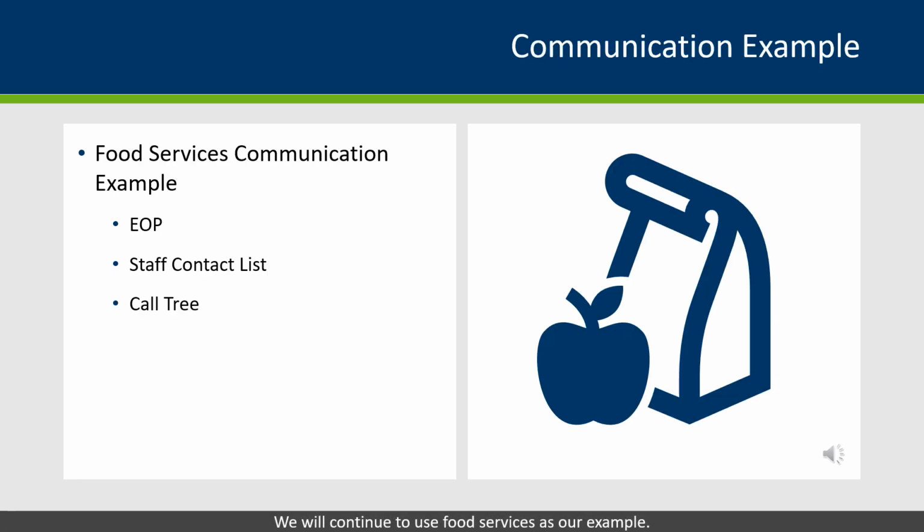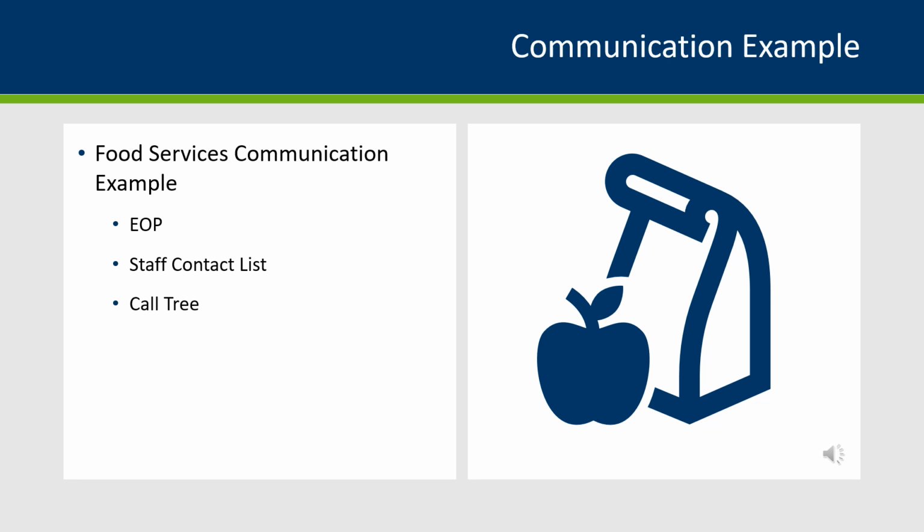We will continue to use food services as our example. An example of continuity of communication may already be documented in the organization's EOP. Be sure to review the EOP before developing a standalone continuity of communications section. Department-specific information may need to be recorded. Examples of these may be a staff contact list or a call tree.